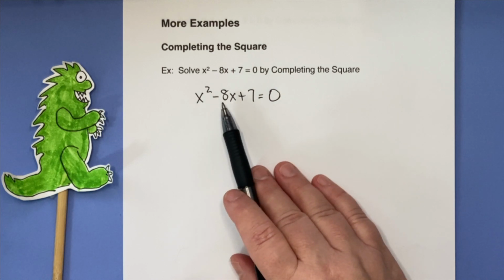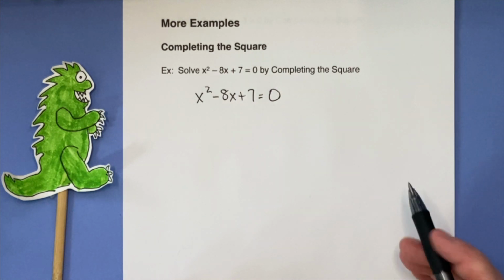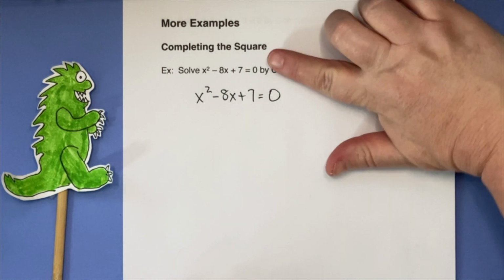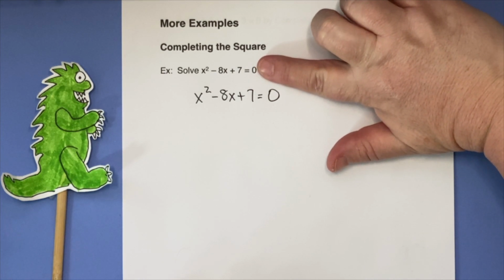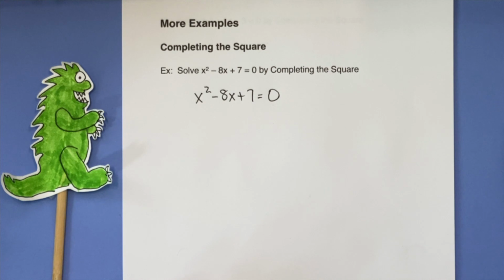X squared minus 8x plus 7 does factor. So if someone asked you to simply solve this, you probably would want to use factoring because it will be faster. But I wanted to pick a relatively simple one to show you the method for completing the square, just so you can see how it all works. And then our second example will be a little bit more complicated to show you what to do when things get a little more complicated.